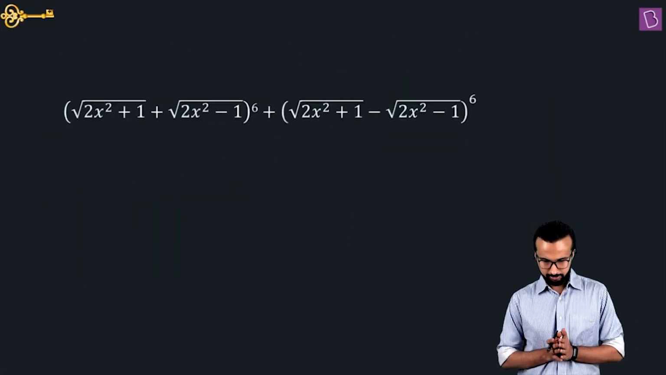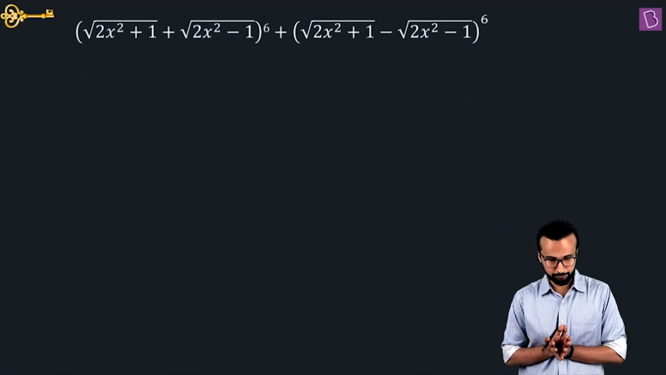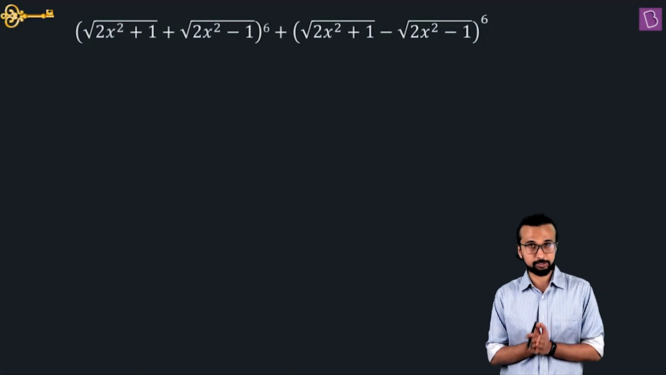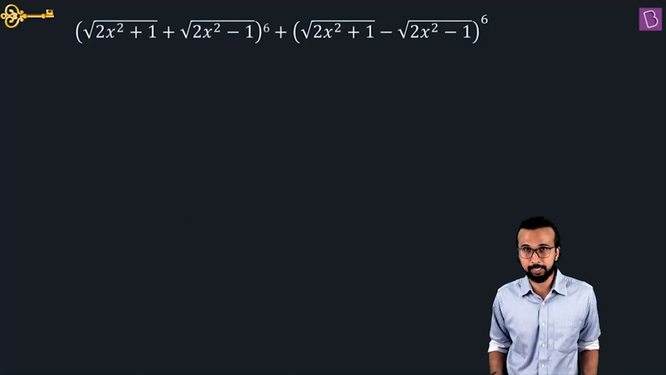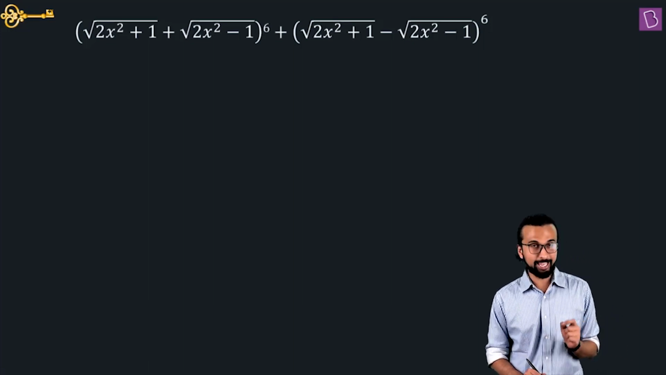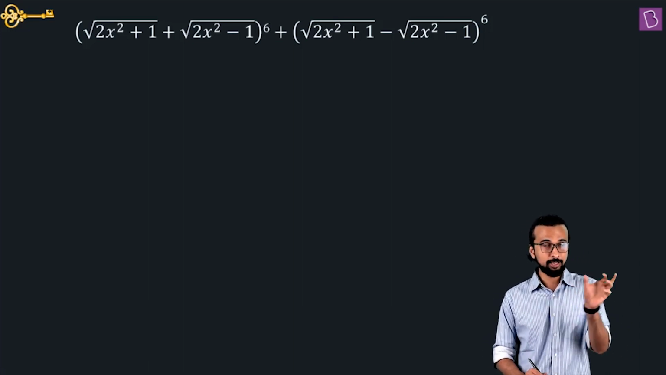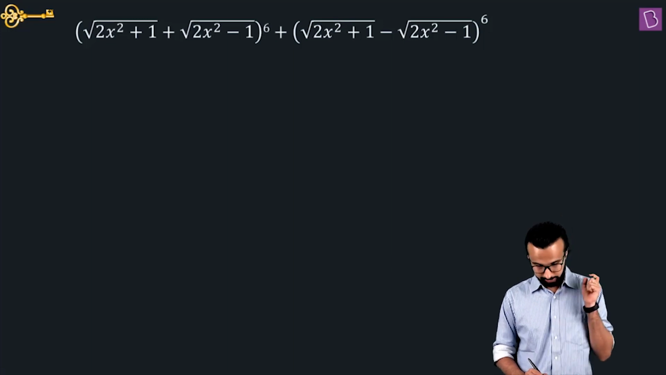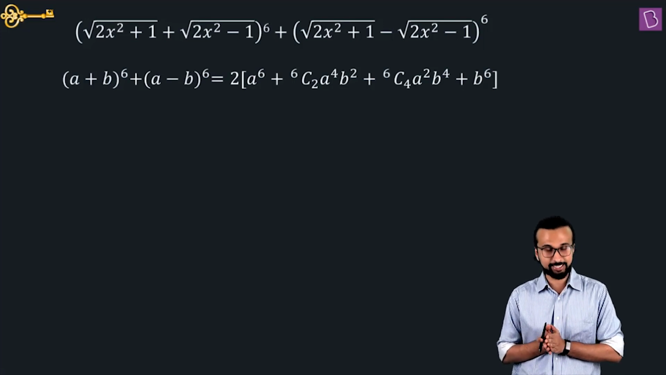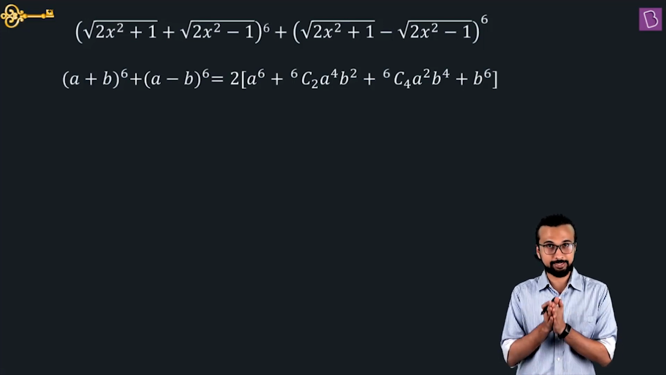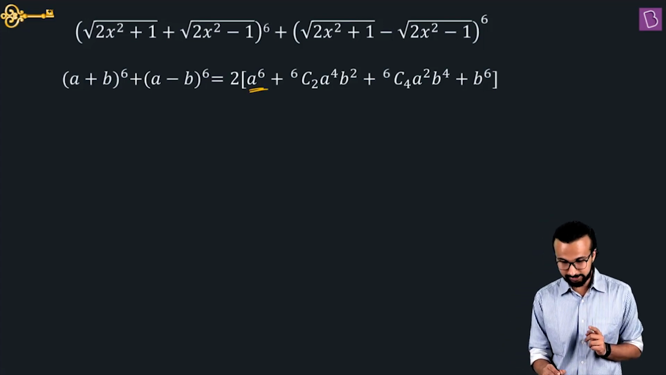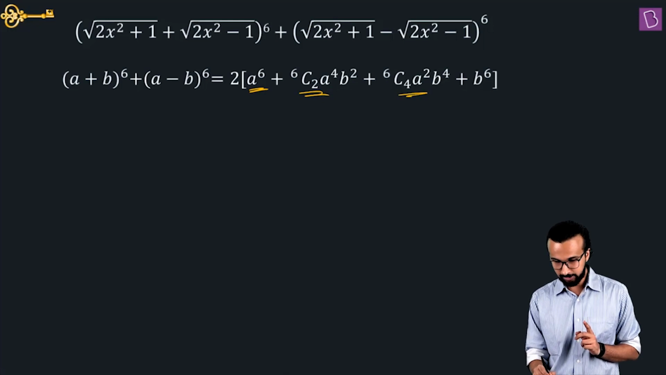And what do you see here in this form? You should be able to identify (a + b) raised to 6 plus (a - b) raised to 6. So (a + b) power 6 plus (a - b) power 6. What happens when you add these terms up? The terms with the odd subscripts vanish. Basically 6C1, 6C3, 6C5. Those terms vanish. What I'm left with is the 6C0 term, 6C2 term, 6C4 and 6C6 terms.